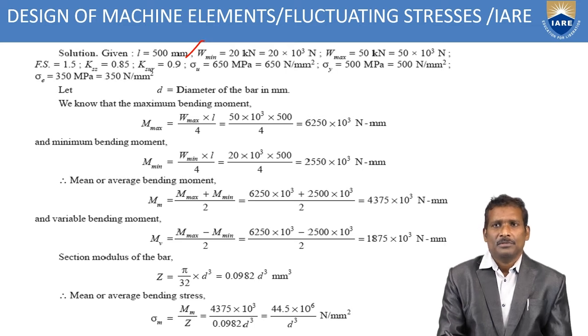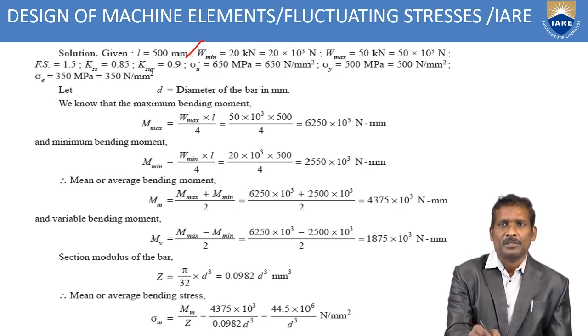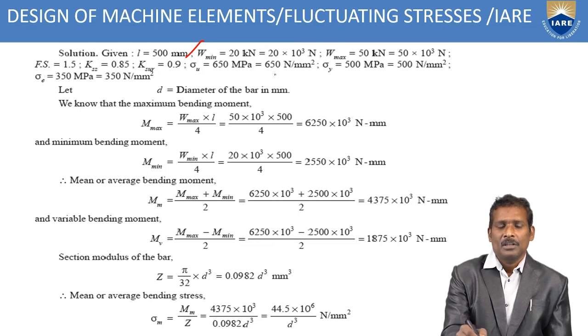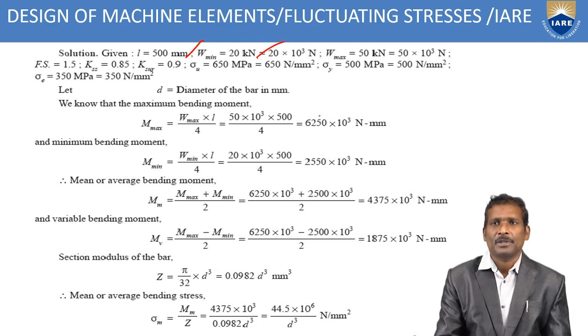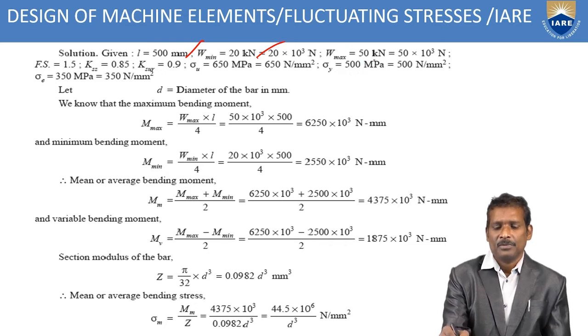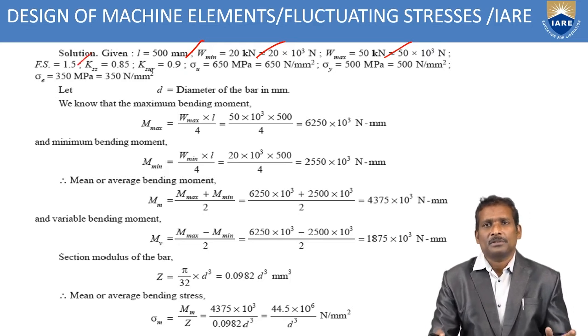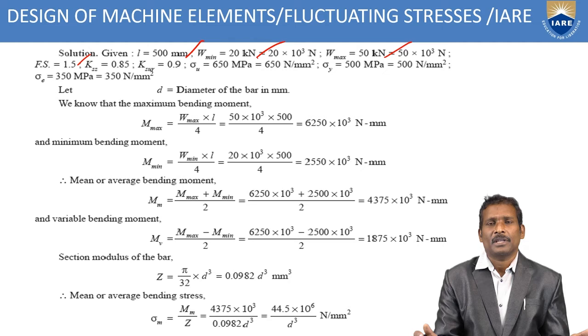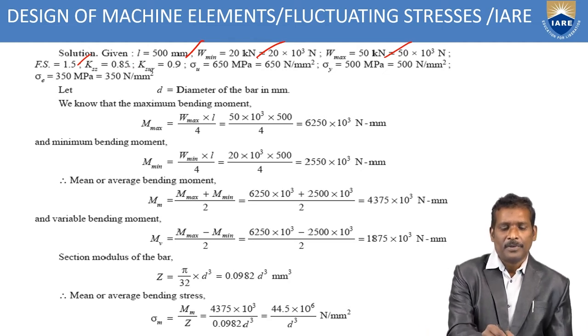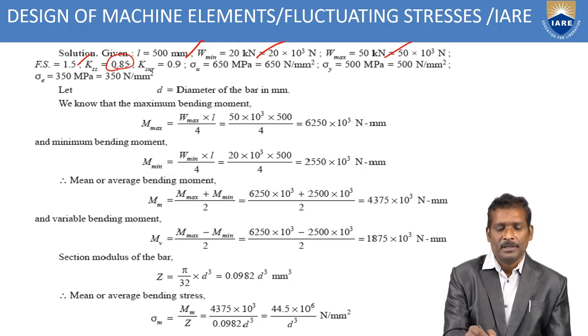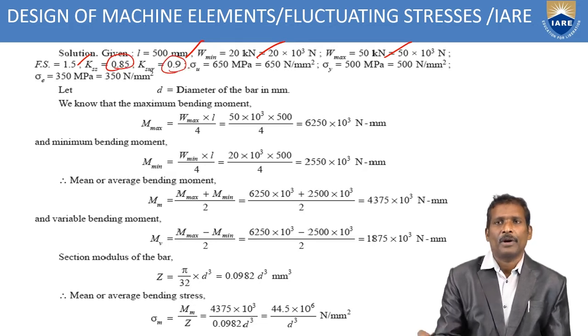The minimum load, you can represent with W or P, no problem. W minimum is 20 kilonewtons, converted into newtons: 20 multiplied by 10 cube newtons. Similarly, W max, that is the maximum load, is 50 kilonewtons, and the factor of safety is 1.5. If you don't know the factor of safety, you can assume one for the given material. The size factor is 0.85 and the surface finish roughness value is 0.9.